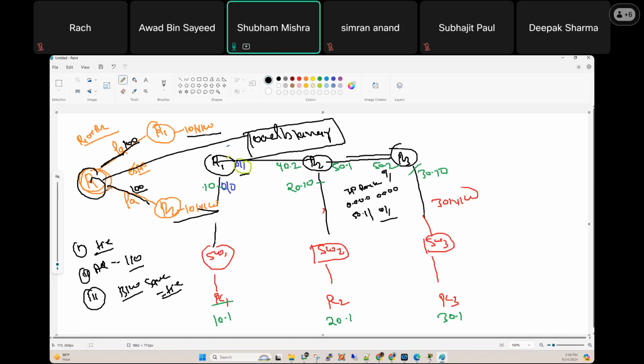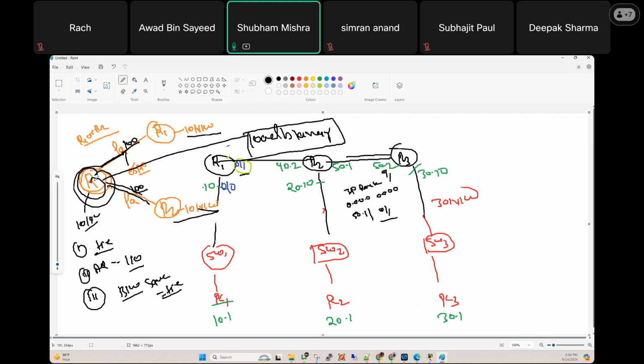Understand? Load balancing means this router will install both prefixes in its routing table. So whenever this router receives a destination IP address in this 10 network, what will this router do? This router will forward, let's suppose, some packets through this link and some packets through this link. Are you getting my point? So in this case, what will happen? The load on a single link will be minimized.